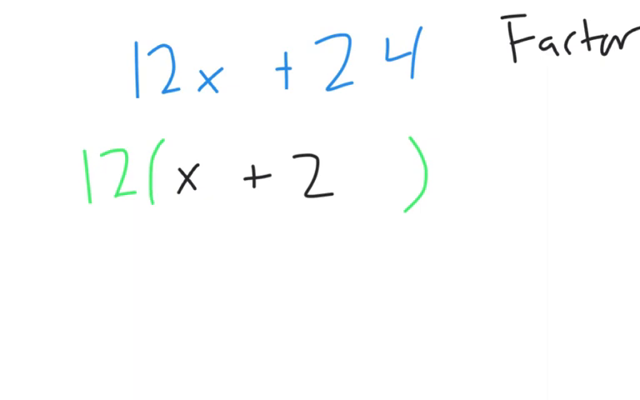So you could see this looks like something we would want to distribute. That's easy. What is 12 times x? 12x. What is 12 times 2? 24. So what I did is I undid the distributing. This is called factoring. Okay?